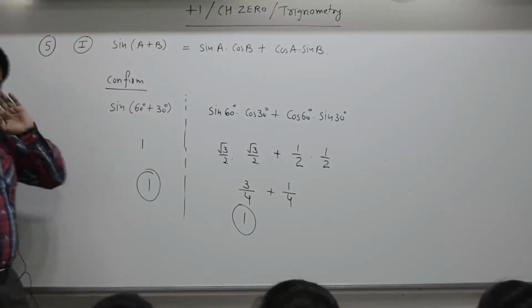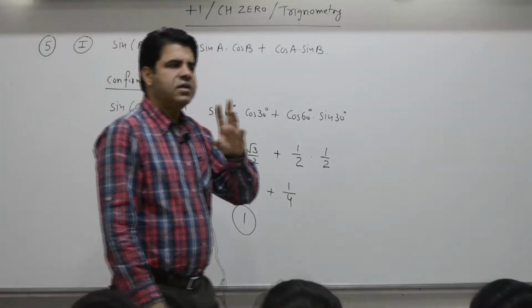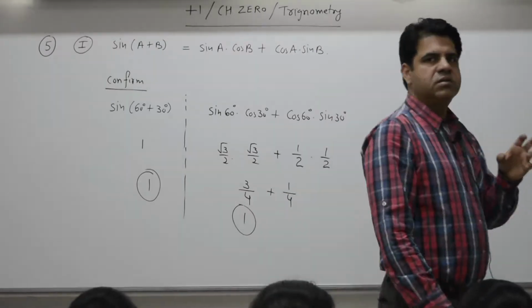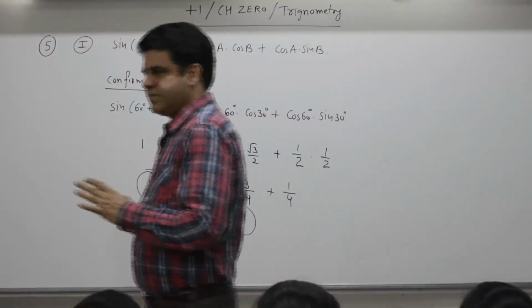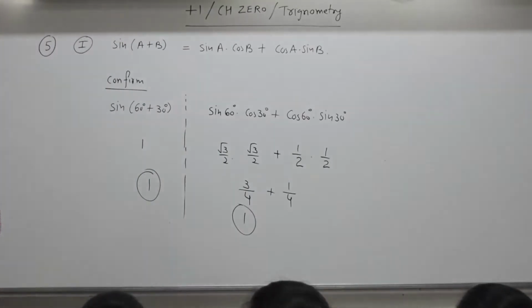So sine A plus B is equal to? Whenever I use it, I will write it. So whenever you use it, whenever you write it, just come out with the same values. Sin A plus B is equal to sin A cos B plus cos A sin B.